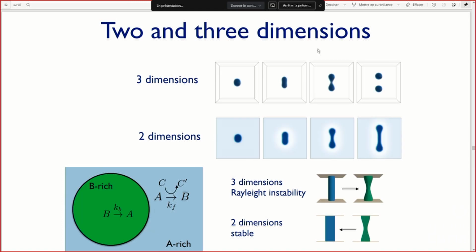And this has to do with the Rayleigh instability. The Rayleigh instability of a cylindrical fluid helps dividing droplets, because it makes narrow necks potentially unstable. So this is unstable, and this thing tends to split. And in 2 dimensions, this is not unstable if you have a little 2-dimensional connection like that. And it doesn't actually narrow.